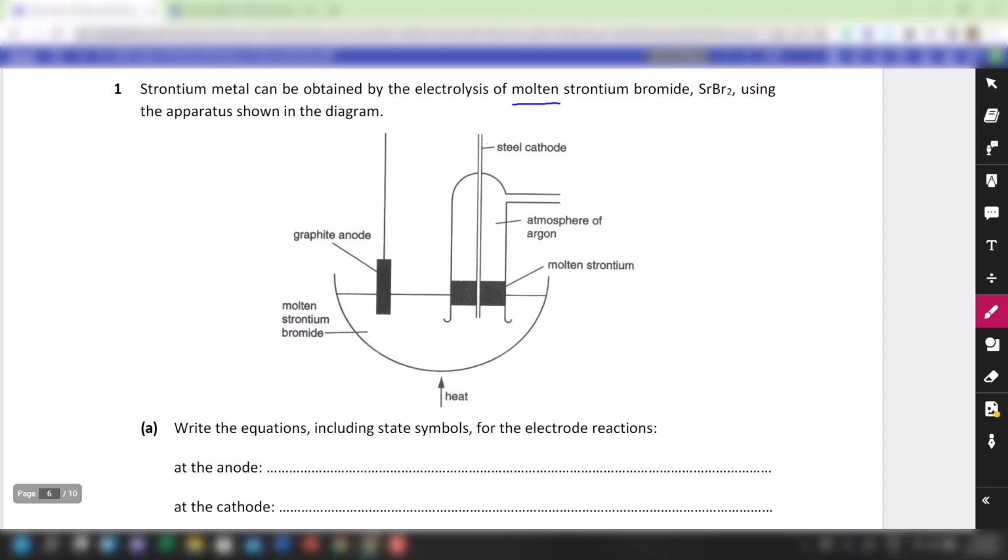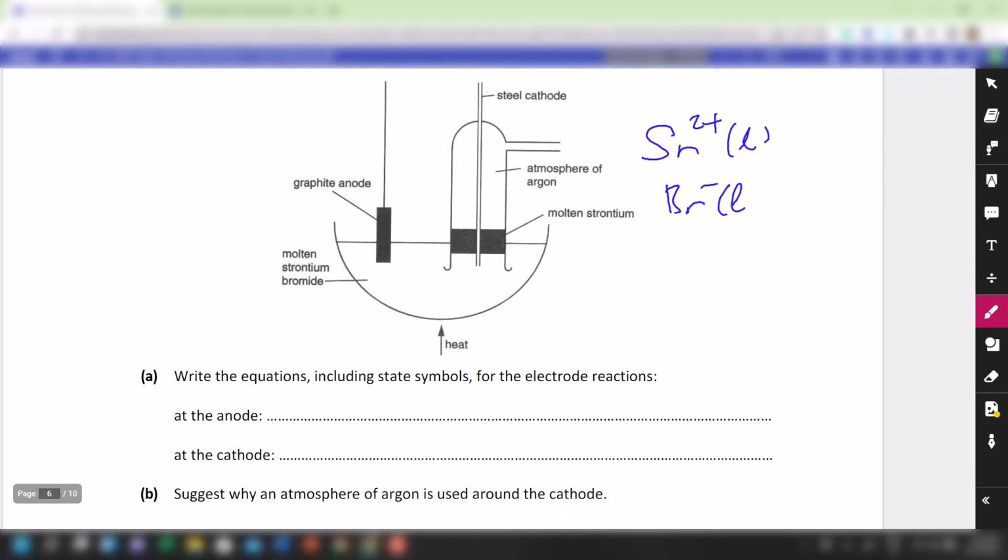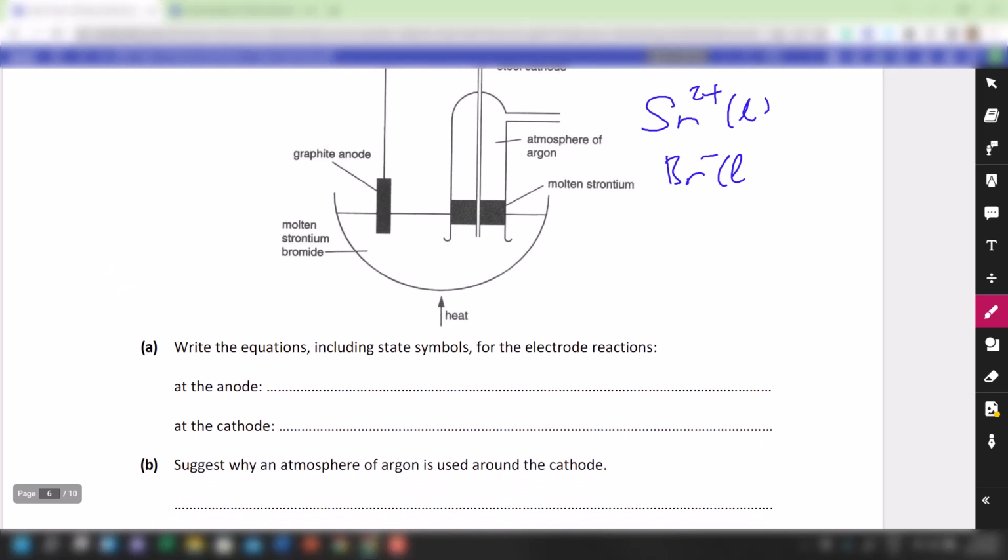If you think about it incorrectly, then you will predict the wrong product at the anodes and the cathodes. So in molten strontium bromide, there are only two ions. One is strontium 2 plus in the liquid phase. The other one is bromide in the liquid phase. Over at the graphite anodes, I expect bromide to be oxidized, in the liquid phase, to give us bromine.